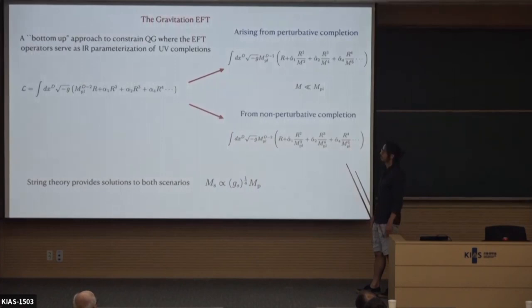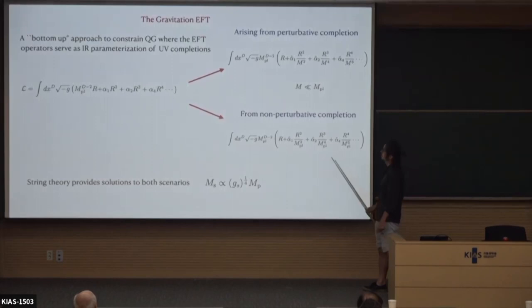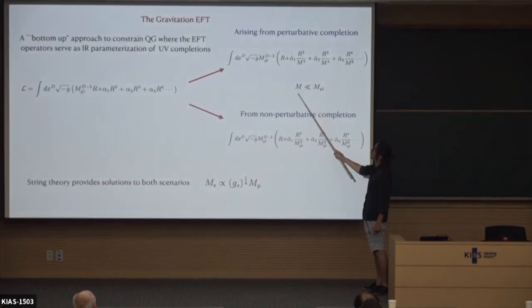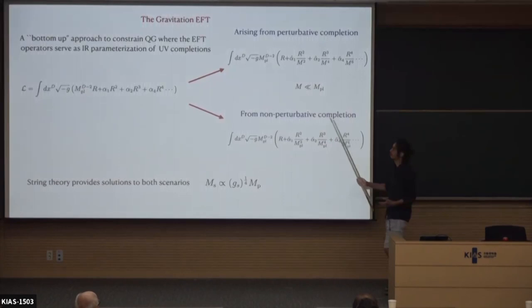Now, since I've mentioned UV completion, I should be very precise. There are two kinds of assumptions you can make. One is that the UV completion is perturbative, in the sense that it is completed at a scale that is smaller than the Planck scale, meaning that when the theory is UV completed, gravity is still weakly coupled. This is what people usually refer to as weak coupling completion.